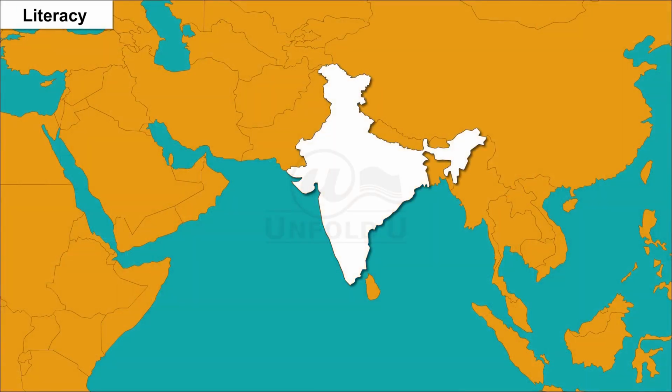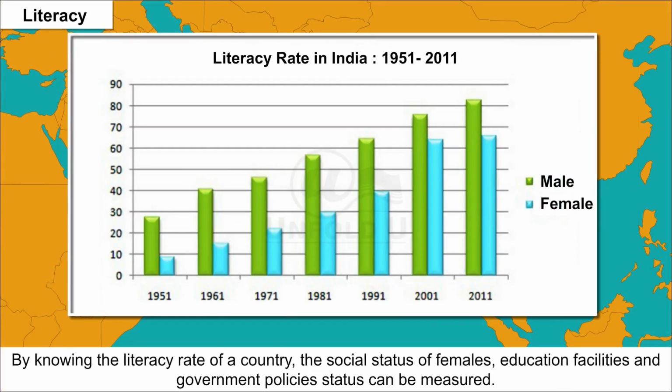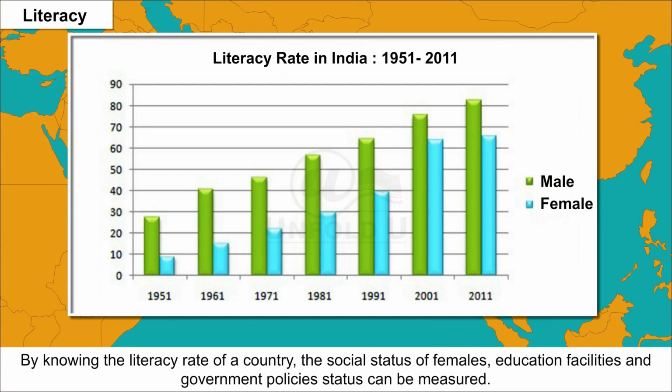Literacy. By knowing the literacy rate of a country, the social status of females, education facilities, and government policy status can be measured.